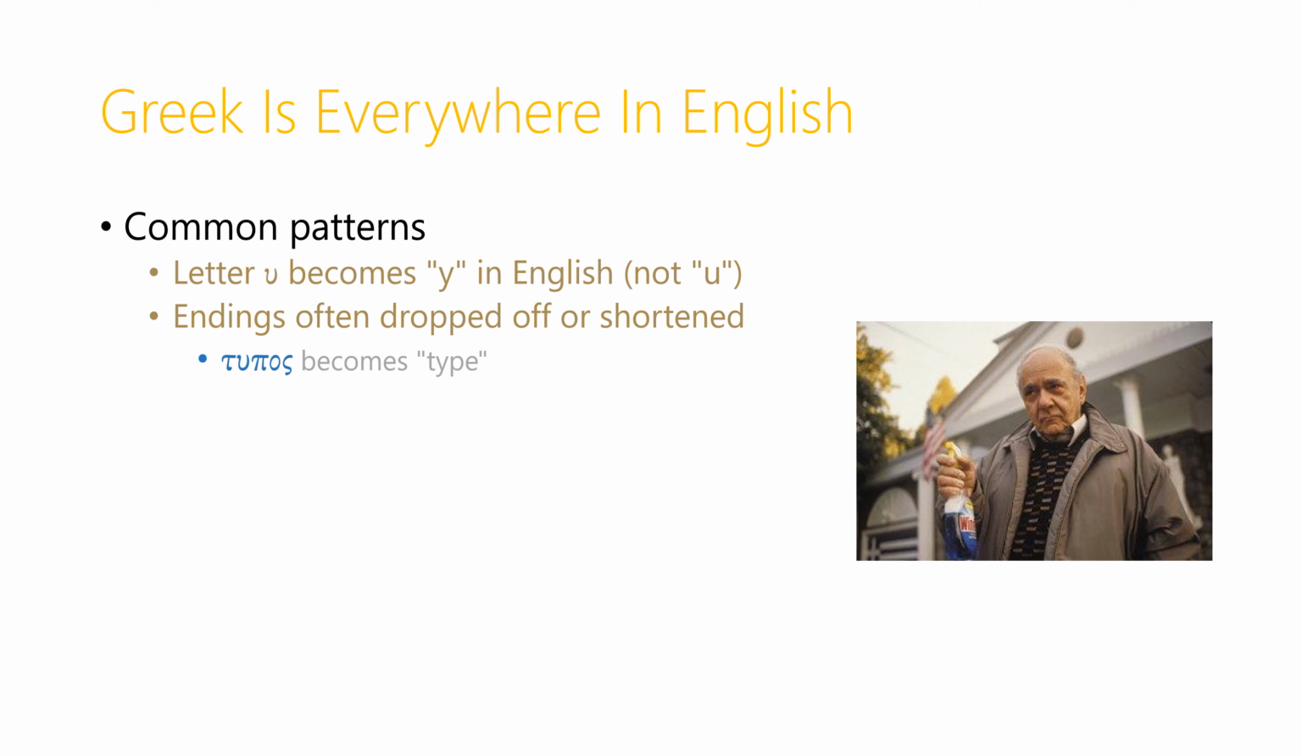So the letter upsilon often becomes a Y in English, not a U. And endings are often dropped off or shortened. So typos becomes the word type.